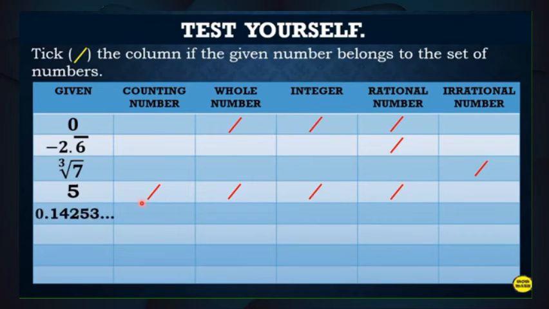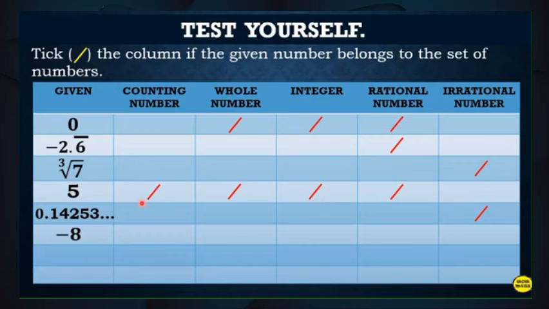Next, I have 0.14253. So, this is an example of non-repeating and non-terminating. So, kung non-repeating and non-terminating siya, so therefore, this is irrational number.